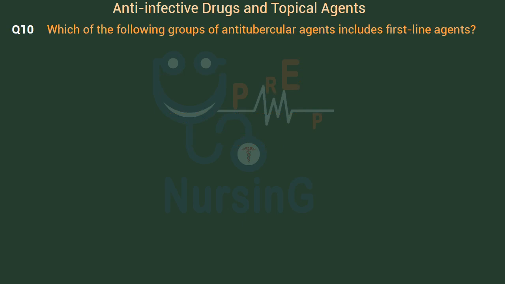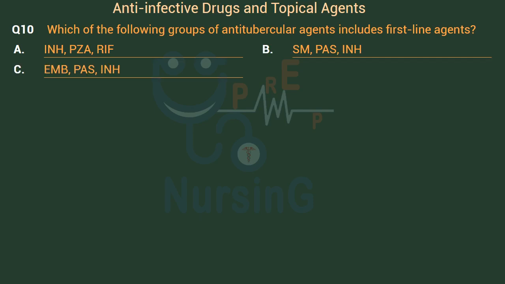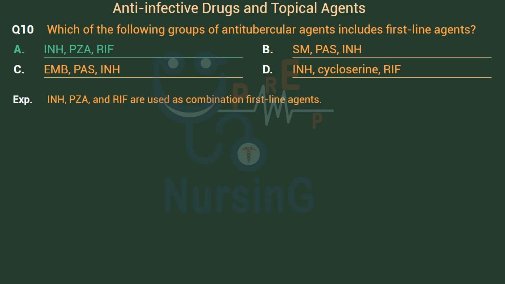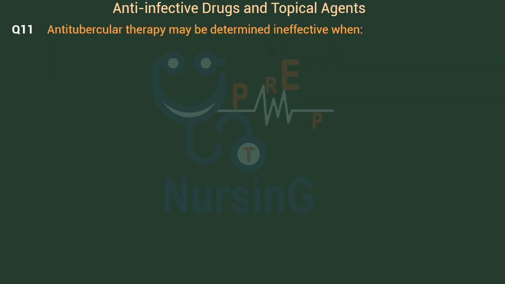Which of the following groups of antitubercular agents includes first-line agents? Option A. INH, PZA, RIF. Option B. SM, PA, INH. Option C. EMB, PA, INH. Option D. INH, cycloserine, RIF. Right answer is option A. INH, PZA, RIF. INH, PZA, and RIF are used as combination first-line agents.